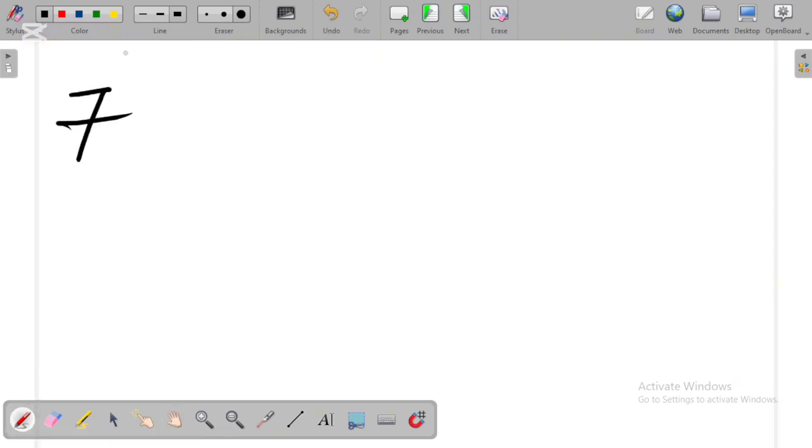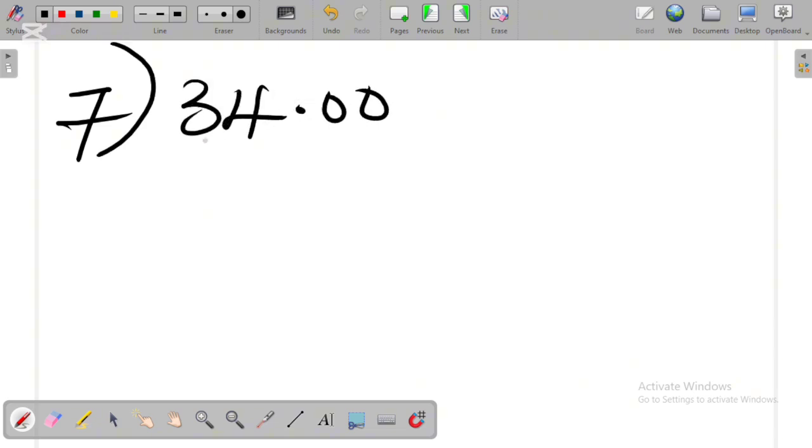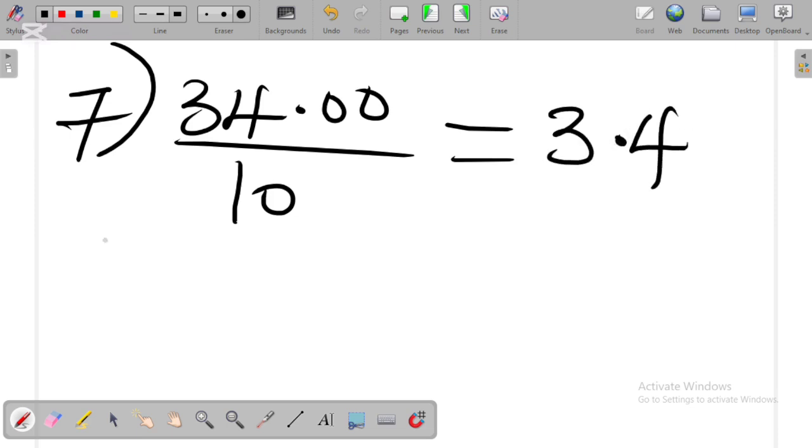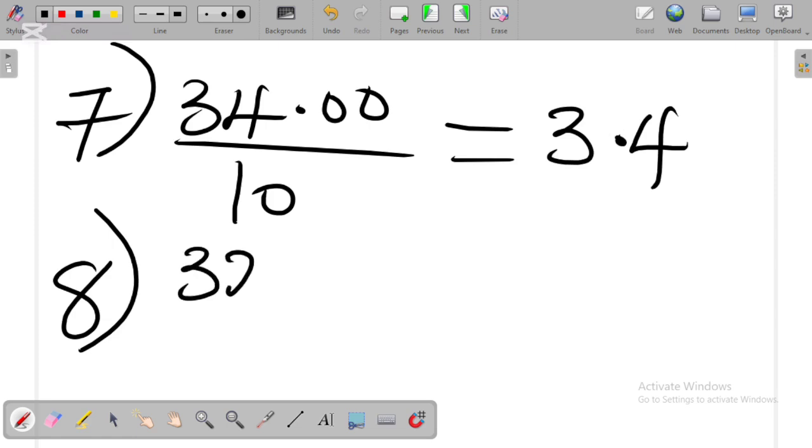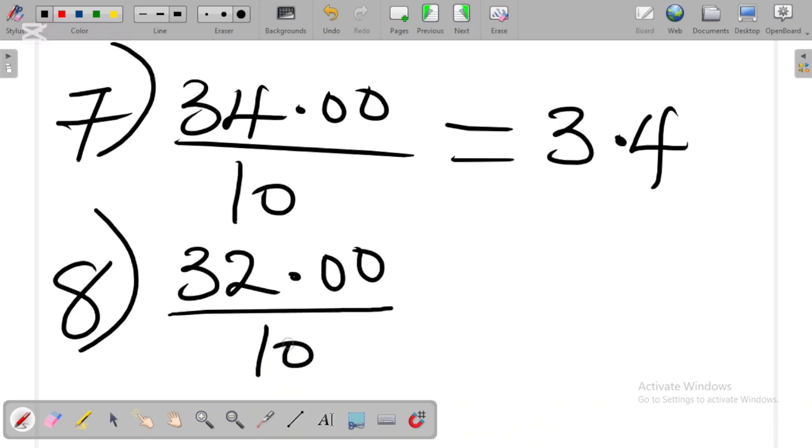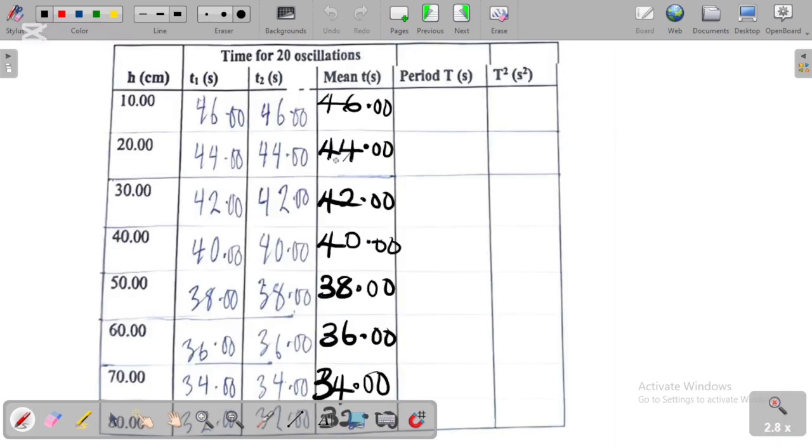And then the seventh one should be 34.00. If you divide it by 10, it would give you 3.4. And then finally, the eighth one should be 32.00. So if you divide it by 10, what will it give you? It would give you 3.2. Alright, at this point, we can now write the values.